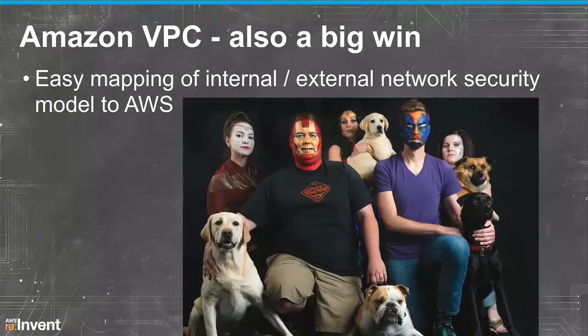The other big win we saw in moving over was Amazon VPC. We could simply map our entire internal and external network security that we use in data centers straight into AWS. So very easy.